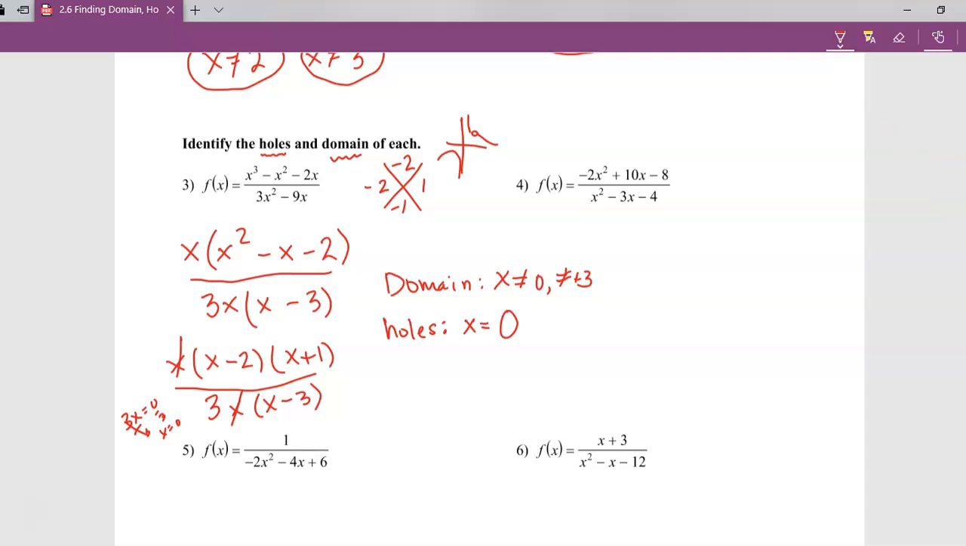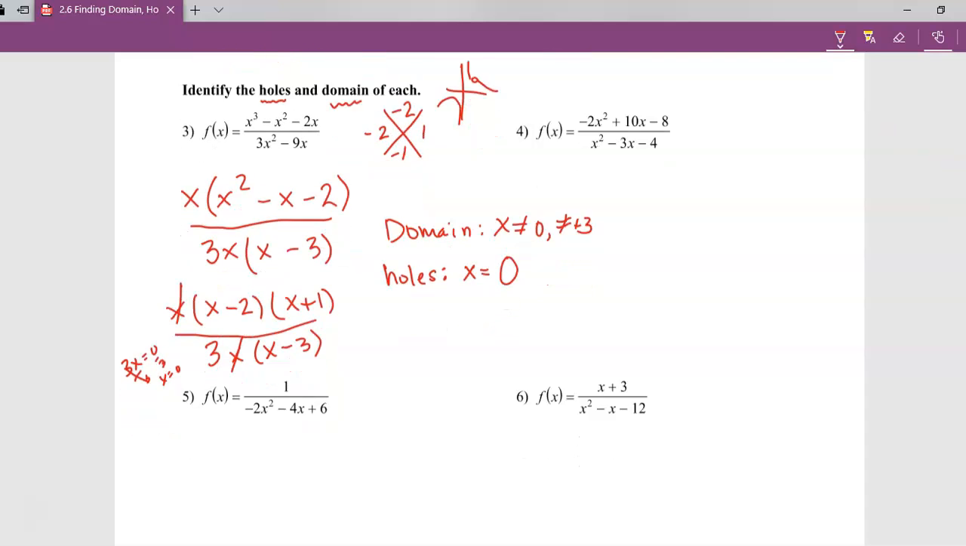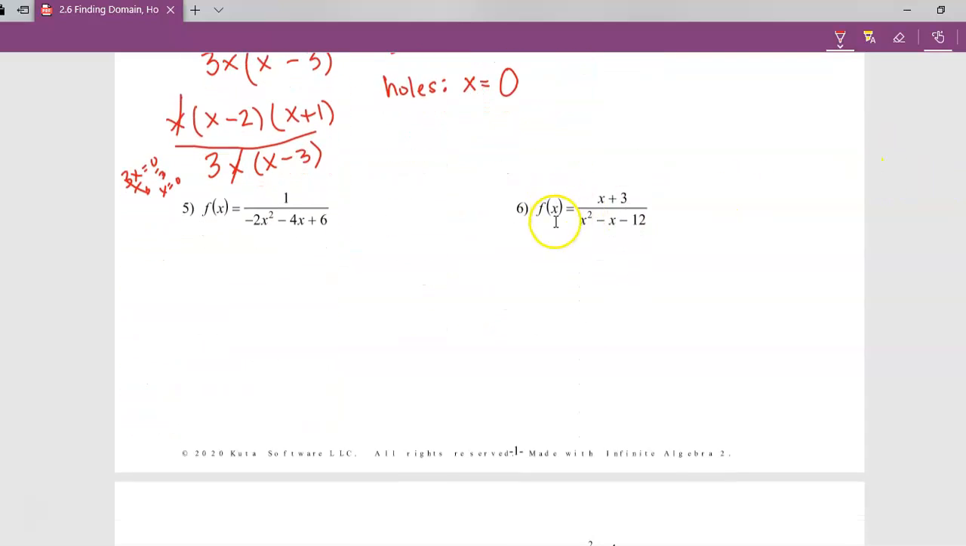So let's actually skip down and let's try number 6. So we're going to factor the numerator and the denominator, but in this case, the numerator doesn't need to be factored. It's already factored. So we're just going to factor the denominator.